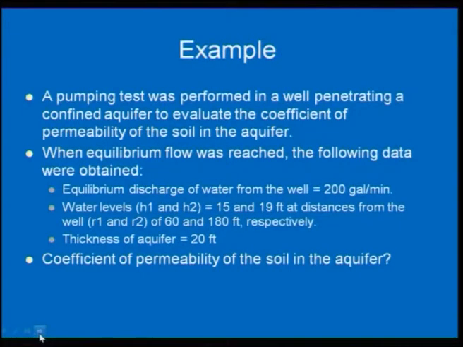This is a typical example. A pumping test was performed in a well penetrating a confined aquifer to evaluate the coefficient of permeability of the soil in the aquifer. This data has been given, and from it you can find the coefficient of permeability. It is said the equilibrium discharge of water from the well is 200 gallons per minute.